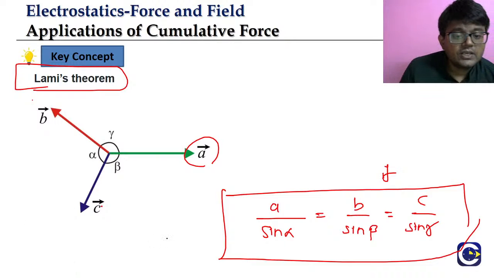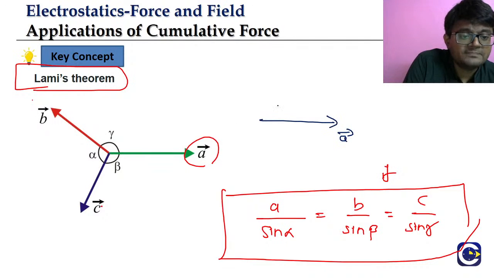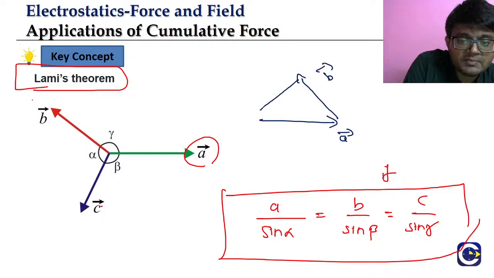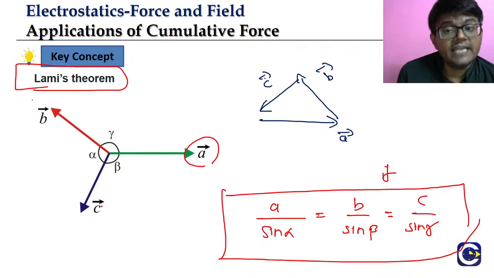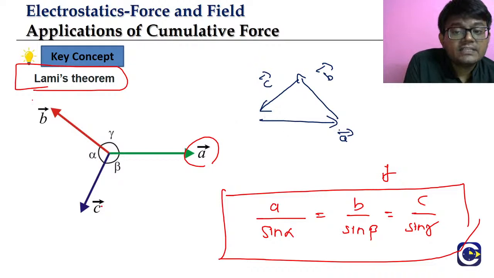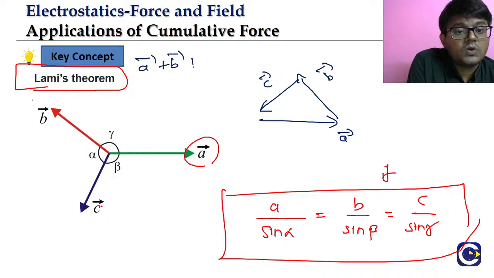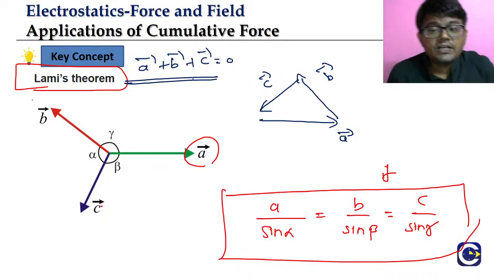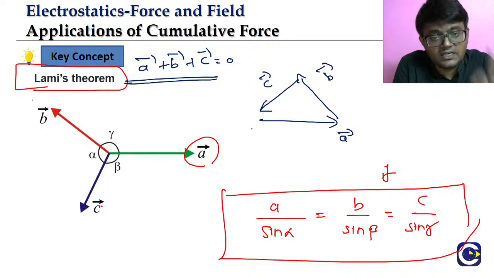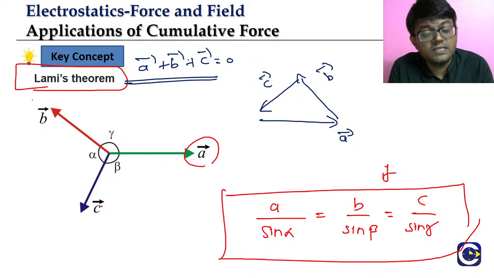triangle in order. Look at this, this is a, this is b, and then this is c. So like that we can arrange the three vectors as sides of the triangle taken in order. If you have three vectors arranged as sides of the triangle taken in order, a plus b plus c will be equal to 0. If we can arrange them like that, what is the resultant of the three vectors? It will be 0. Do you know why?